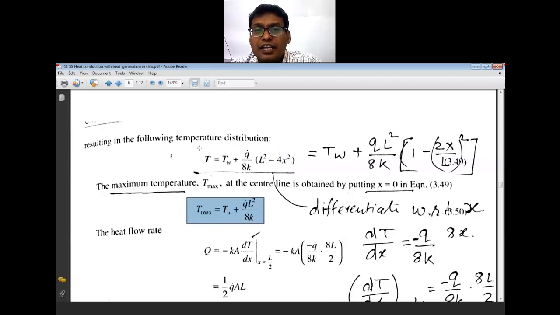The temperature at any distance x will be calculated using this equation. Now I can differentiate this equation with respect to x.